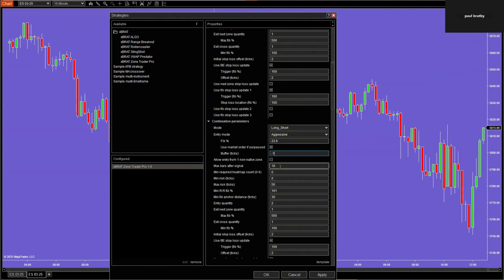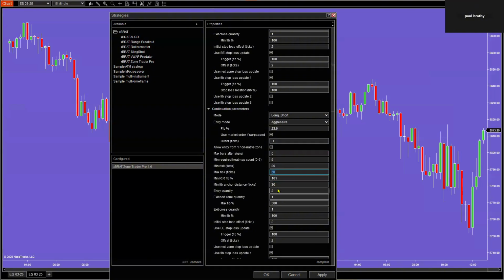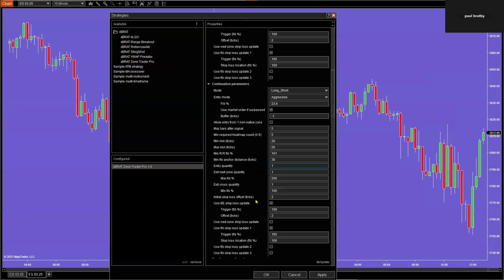And then max bars after signal, probably going to go 5 on this one. So we'll probably go 5 out of 6 on the heat map. Minimum risk 20, maximum risk 50 is fine. Risk reward to the next Guardian Zone 1.61 is good. Minimum figure for 30, that's good. And quantity 1. Exit next Guardian Zone, next zone quantity 1, max fib 500. I won't go into all these settings now. Exit 0.